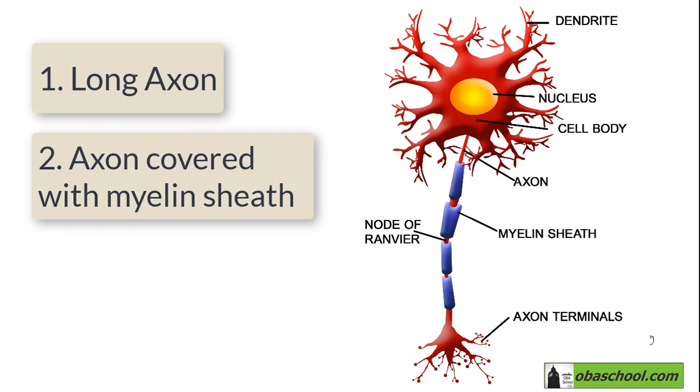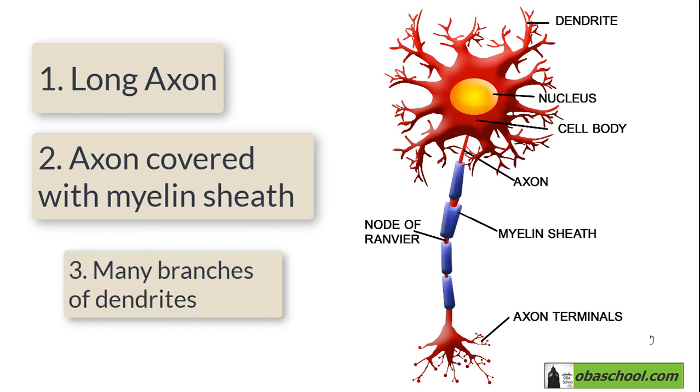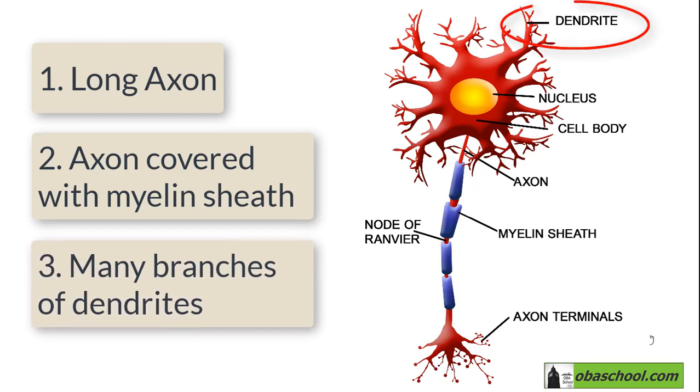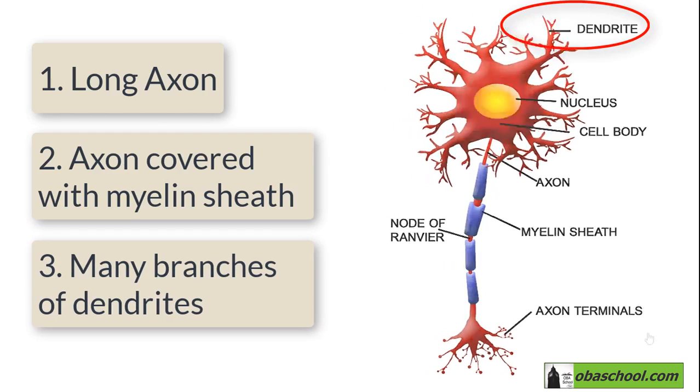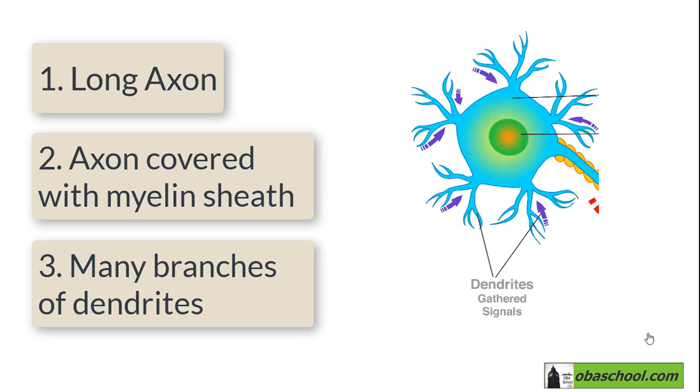The third adaptation of the motor neuron is that it has many branches of dendrites. The dendrites allow the motor neuron to receive the incoming nerve impulse or signal and transmit it to the cell body.